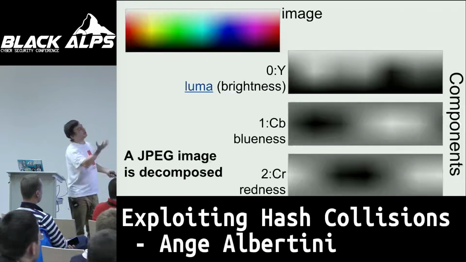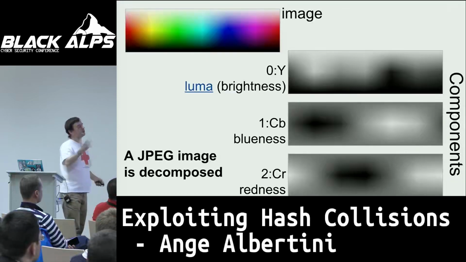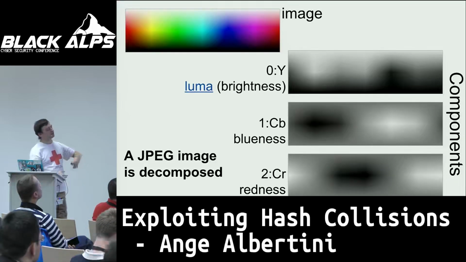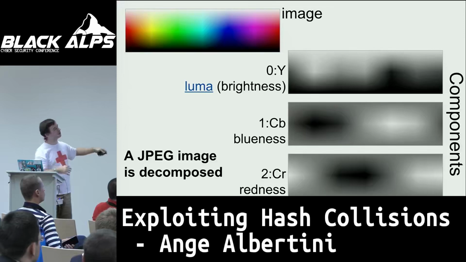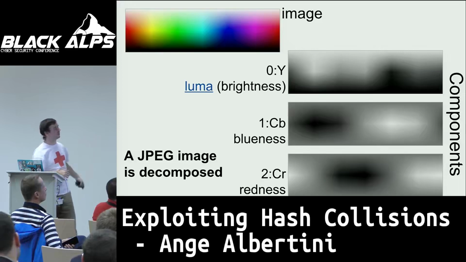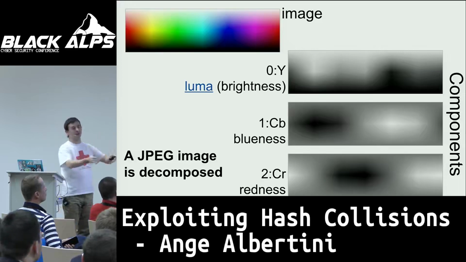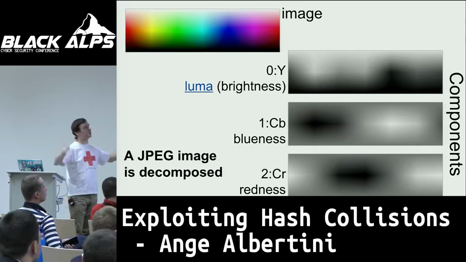So again, a primer on JPEG. In JPEG, you have components. The components are not in RGB, but in brightness, so basically grayscale, and how much blue there is, and how much red there is. So you can see the redness, the blueness, and the luma. First, an image is decomposed into components.